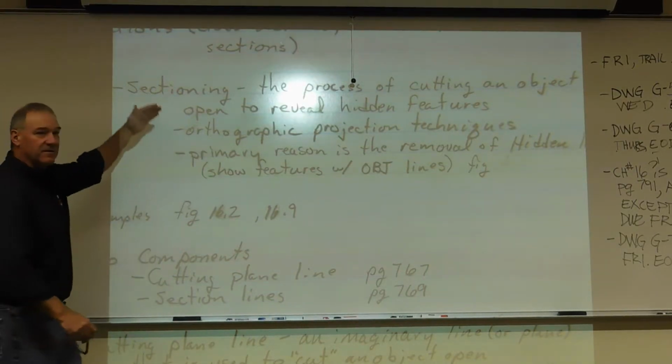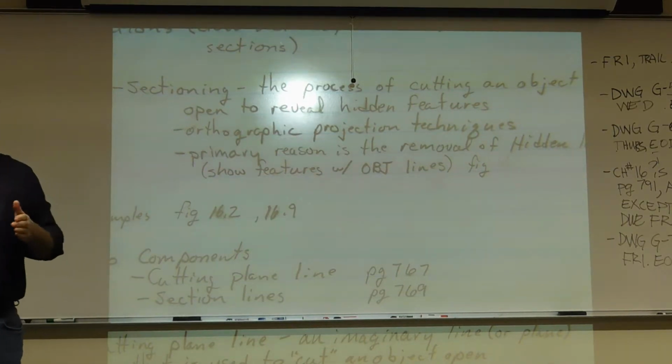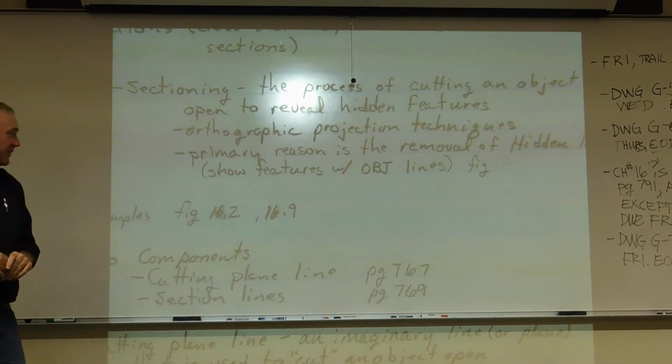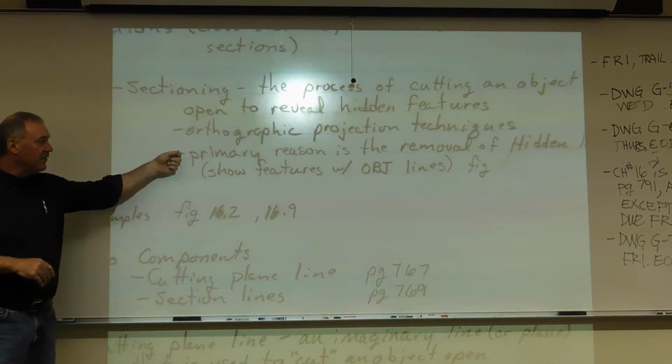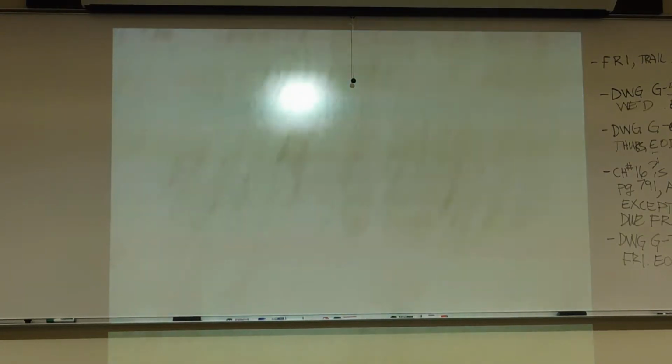We still use orthographic projection. You're at infinity, your lines of sight are parallel, they're perpendicular to the plane of projection. Same thing, orthographic projection. What we're really trying to do is remove hidden lines when we are describing the geometry of the object. Okay, let's look at a couple examples of what a section is.